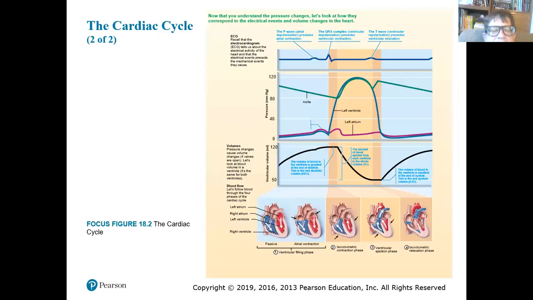This right here, the 2 of 2, this is probably the most important heart chart in the entire chapter. The reason why is because in the top band here, it's showing the electrical activity. In the middle one, it's showing the pressure changes that are happening. And all these timelines are synced up. In this middle part here, it's doing the volumes of the blood in the chambers. And down here, it's the physical activity of the chambers, what's squeezing, what's relaxing, and when it's doing those things.